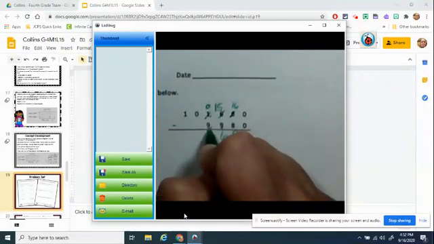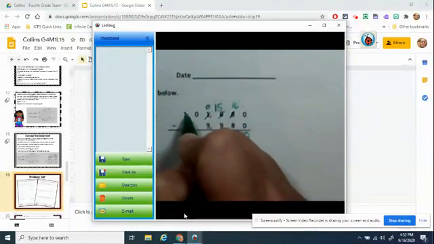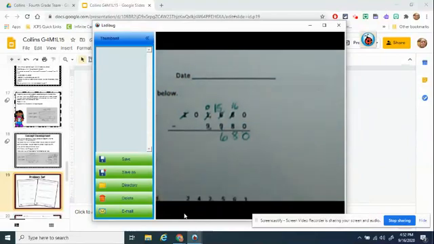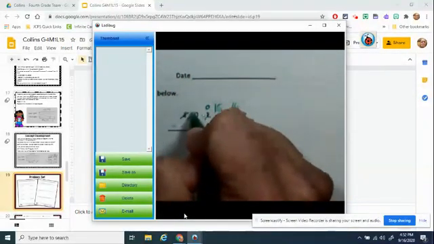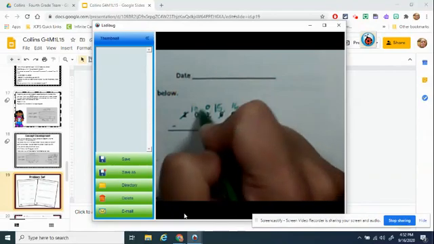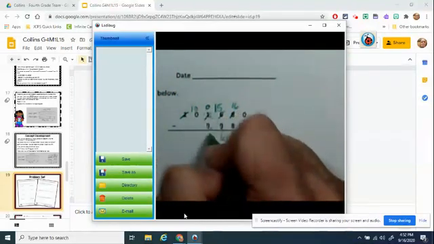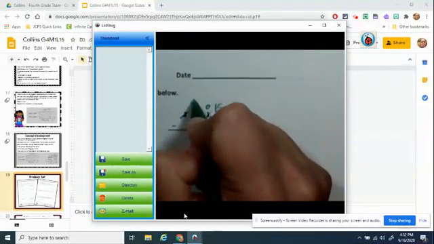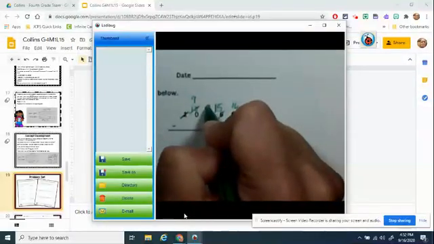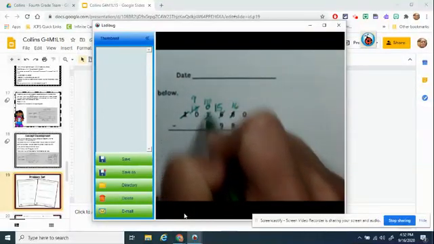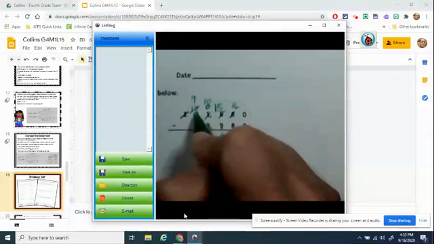0 minus 9 I can't do. Come all the way down here to my 100,000, sorry. Regroup, there's going to be 10 here, but that's not where I need it. I still have 0 over here in my thousands place, so I'm going to regroup that 10 to a 9. I'm going to come over here, and this is going to be 10. 10 minus 9 is 1. 9 minus 0 is 9.